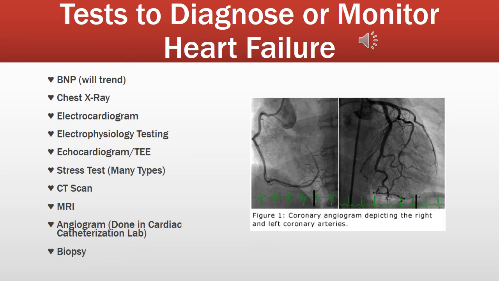This number will increase as the heart fails. Anything over 400 is associated with a diagnosis of heart failure. Chest X-ray will look for symptoms of heart failure, including congestion of the lungs and readily visible structural defects. Electrocardiogram and electrophysiology testing test the heart's electrical pathways.